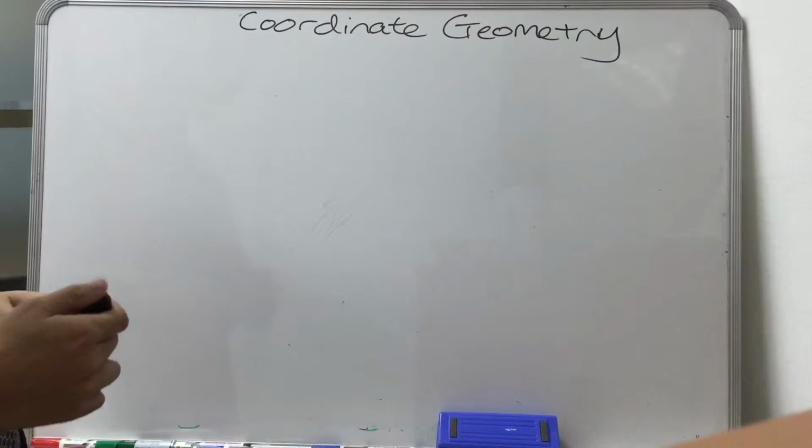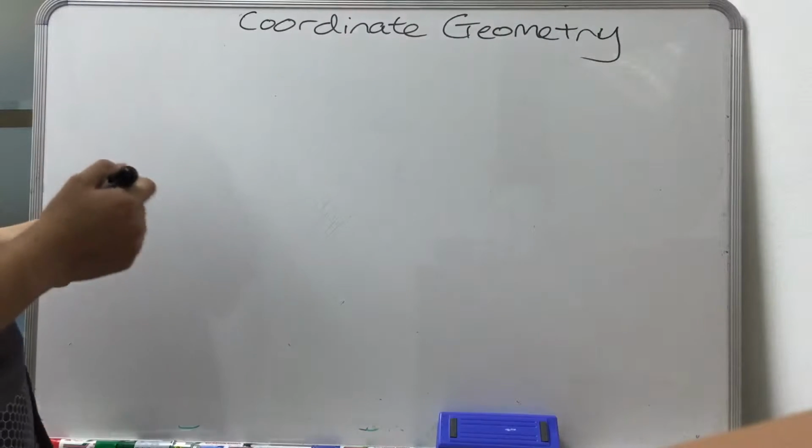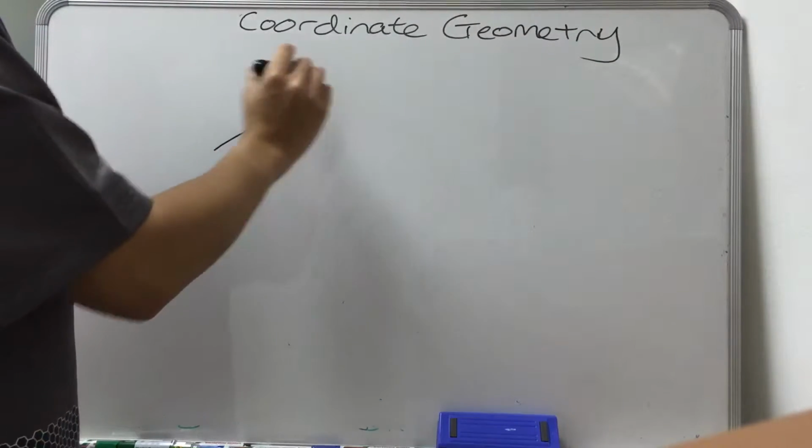Today we are going to learn about coordinate geometry. Coordinate geometry has to do with lines. So what is a line? This is an example of a line.